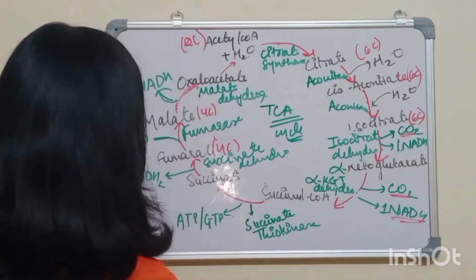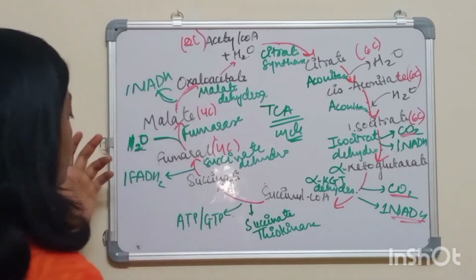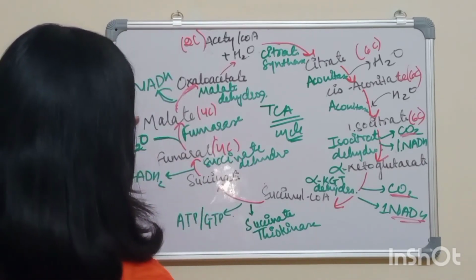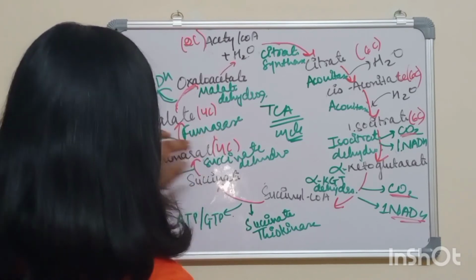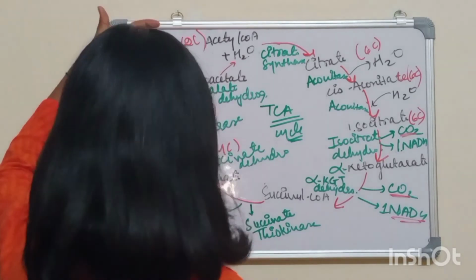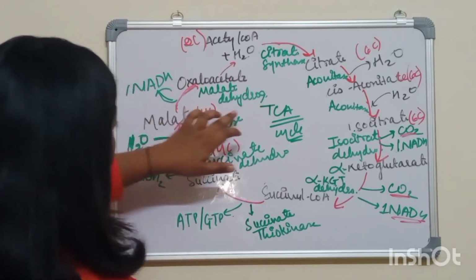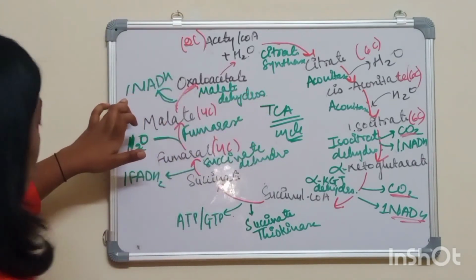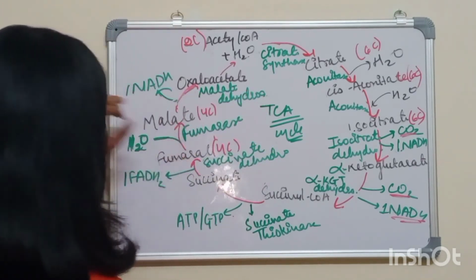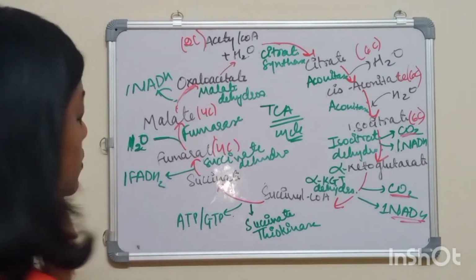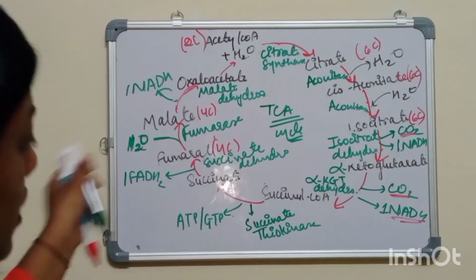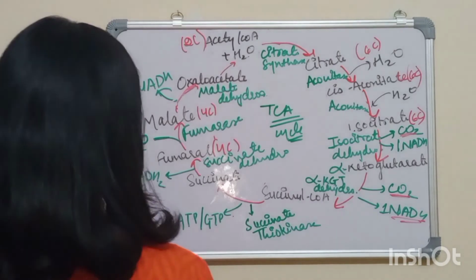Okay. Now the succinate is converted into fumarate. Fumarate is converted into malate by fumarase. Malate is converted into oxaloacetate by the enzyme malate dehydrogenase because again a reducing power or reducing energy is produced. So this is the overall reaction of the TCA cycle.